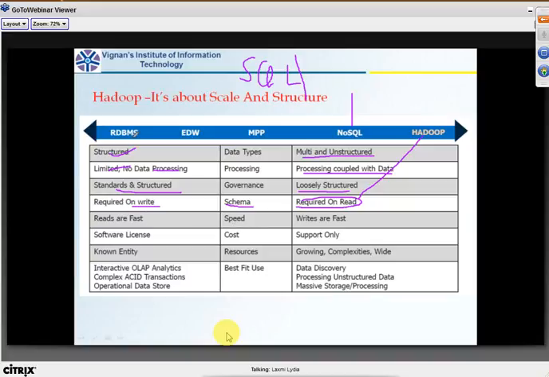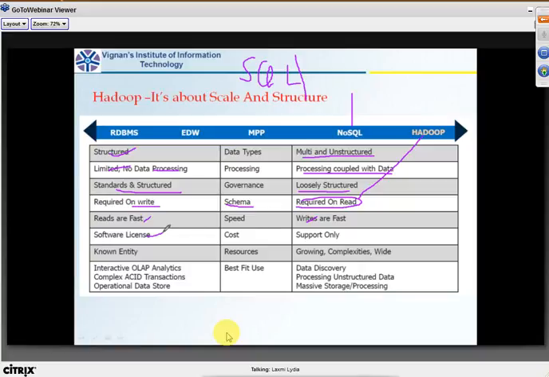With concern to speed, RDBMS is faster. Why is RDBMS faster? Because in RDBMS we have the concept of indexing. With the indexing concept, we can retrieve more data faster. But with concern to Hadoop, writing is faster here, whereas in RDBMS, reading is faster.